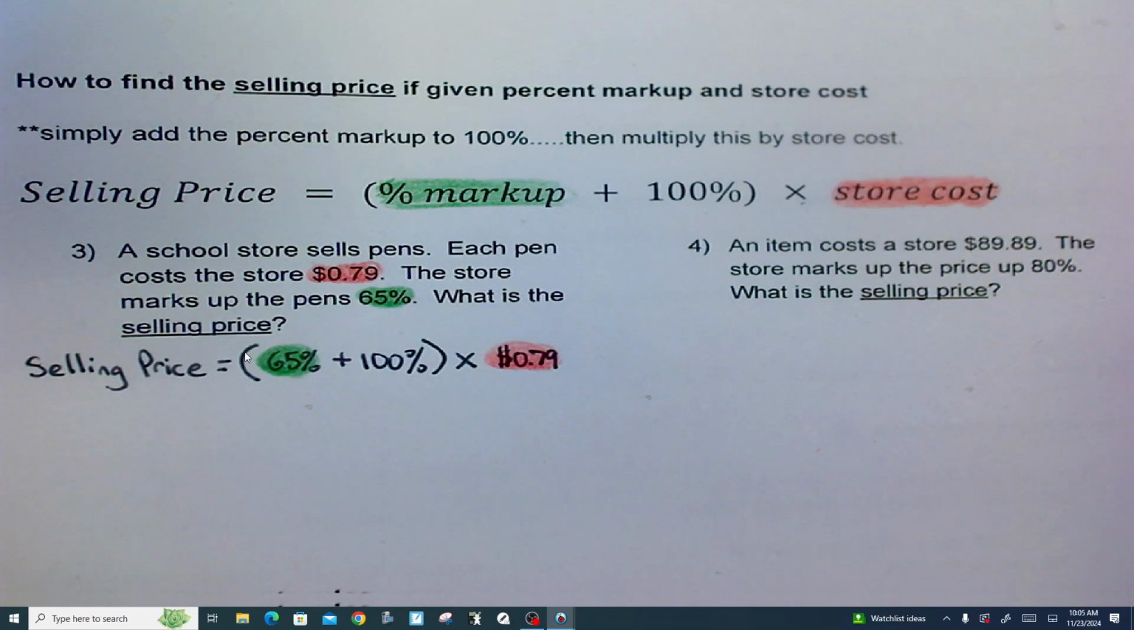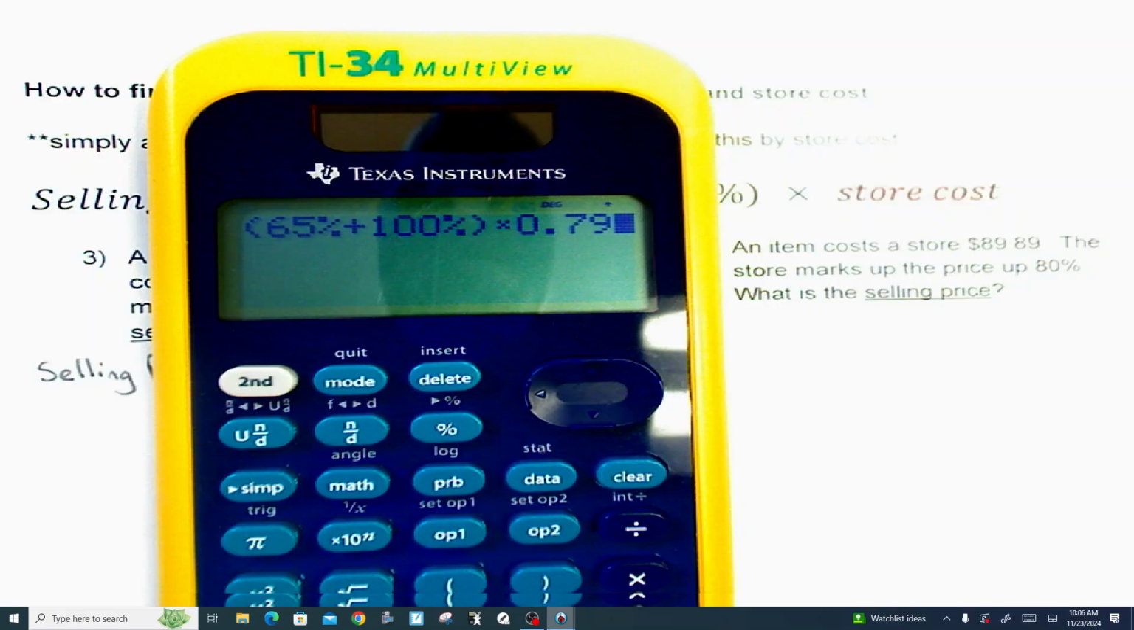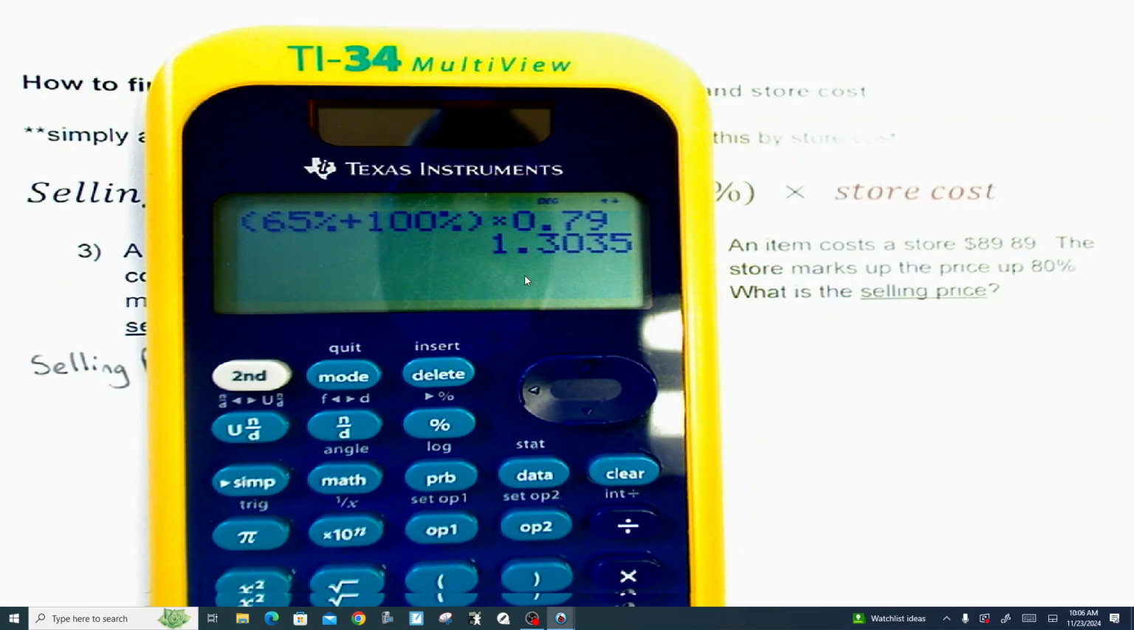Option 1 would be to use the parentheses and type it in exactly how it appears, except for the $ sign here, but we would put in the percent signs, so it would look like this. We would use the parenthesis buttons, which I'm showing you right here. And then here's the percent signs. This is the percent button right here. And then you would just hit enter, and there is the selling price, 1.3035. And we'll talk about how to round that in just a moment.